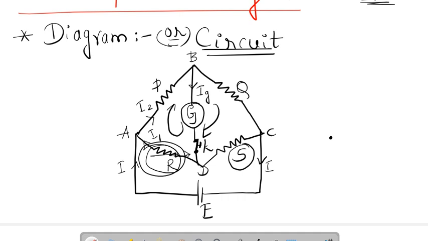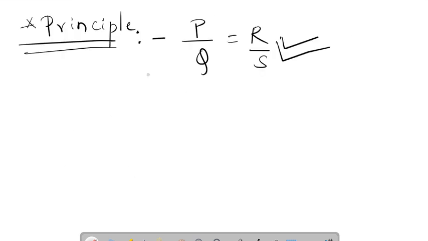So let me explain in another way. See, when the key is closed, the galvanometer shows the flow of current, shown in the figure as Ig. But the galvanometer will not show any deflection, because the potentials at the points B and D are equal. So no current will flow through the galvanometer. So the Wheatstone bridge at this stage is said to be balanced. The ratio of P by Q is equal to the ratio of R by S, as I have mentioned.